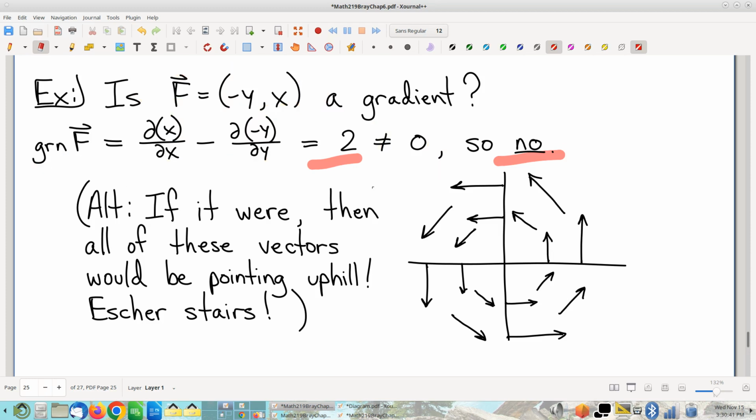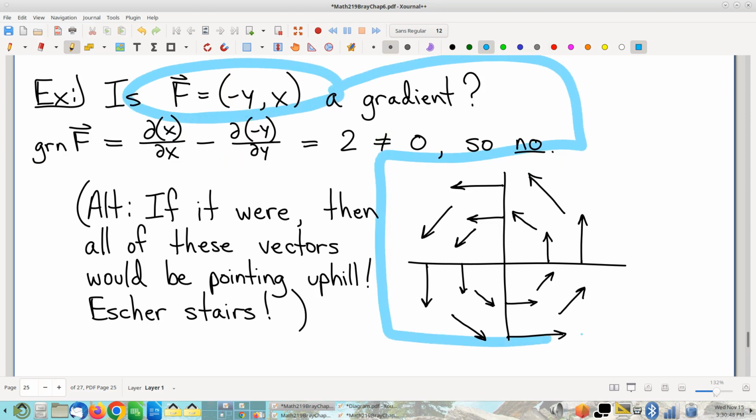Just a little bit of geometric intuition before we go on. Recall, we've already talked about this vector field. We've drawn a picture of it. It looks like this. And I am going to make a geometric appeal here that this picture basically says, of course this couldn't be a gradient. After all, if this were a gradient, keeping in mind, gradients point uphill, can all of these vectors be pointing uphill? What would that mountain look like where all of these vectors are pointing uphill? Right? And it is nonsense.